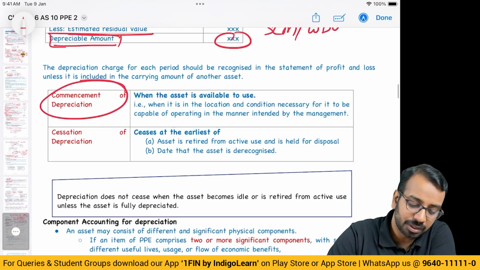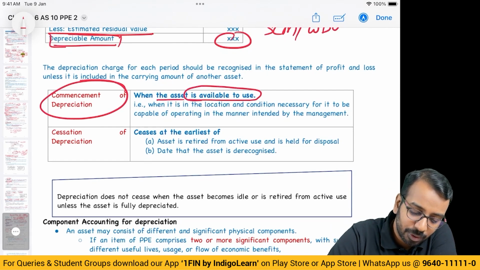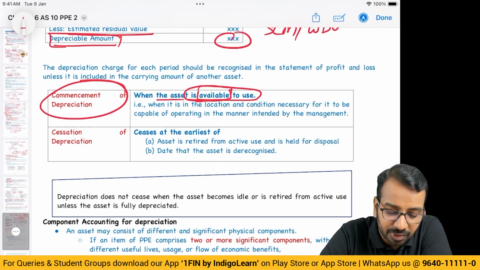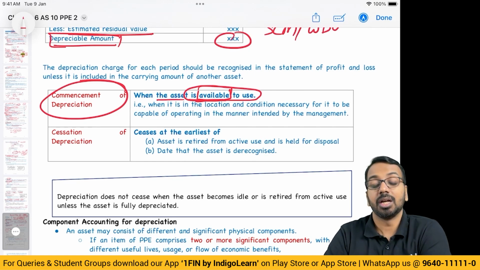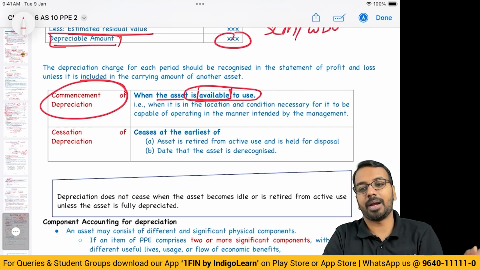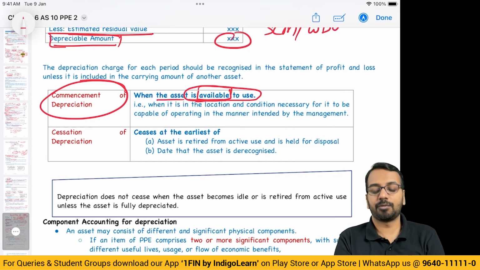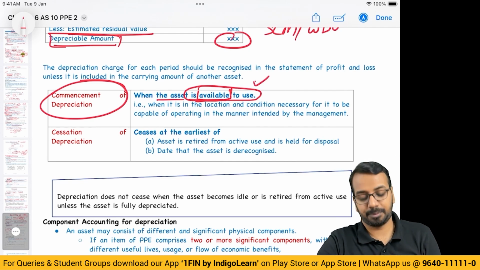When do we commence depreciation? When the asset is available for use. This term is very important. When it is available for use, not necessarily that you are actually using it. If it is available for use, you will start depreciation. Sir, I used it after 6 months. Does not matter. Whenever the asset is available for use, you have to start depreciation.